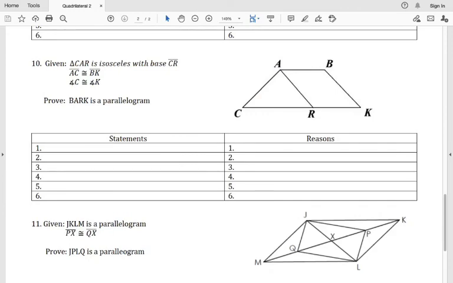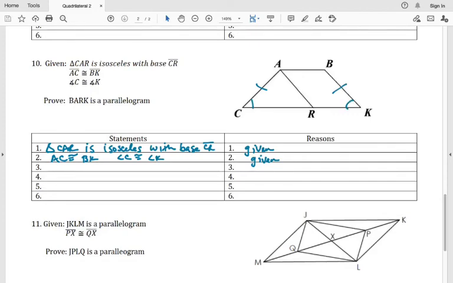Okay, on the next one we've got triangle CAR is isosceles with base CR. Okay, and we also know that AC is congruent to BK, and we know that angle C is congruent to angle K. All of that information was given to me. So I'm going to mark that in my picture. I know AC is congruent to BK. I know angle C is congruent to angle K.